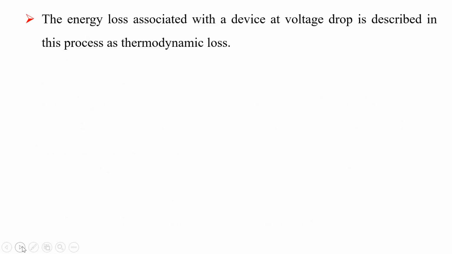Now, another loss of solar energy is the energy loss associated with a device at a voltage drop, which is described in this process as a thermodynamic loss. This is the third loss of a solar cell. This process is known as the thermodynamic loss process.